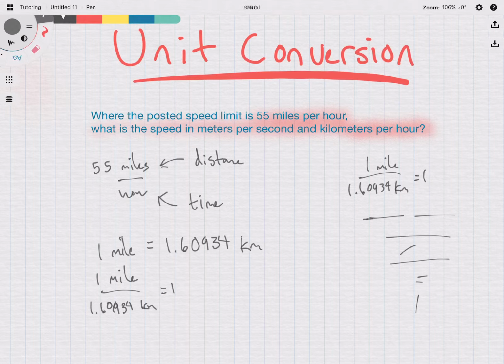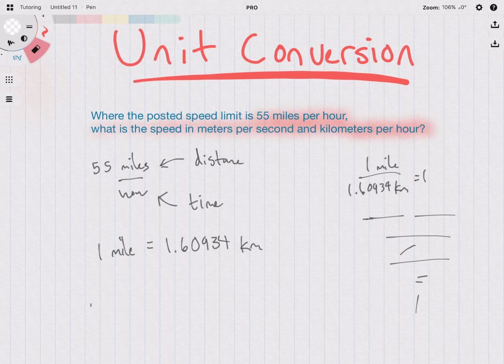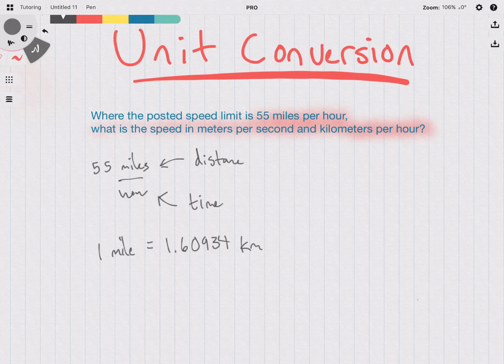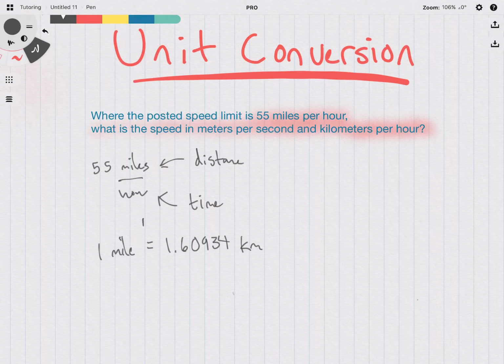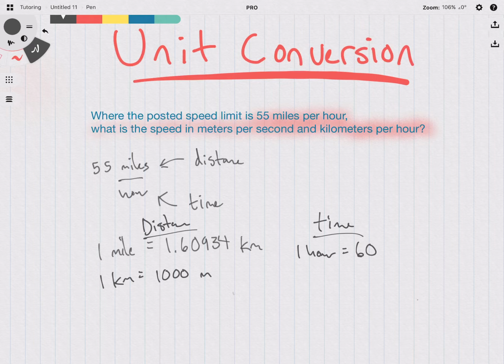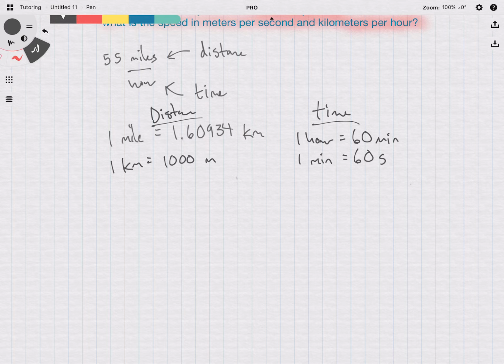Now, let's do a few more comparisons, because in this problem we're looking for meters per second and kilometers per hour. If we keep focusing on distance, we also know that 1 kilometer is equal to 1,000 meters. And that's all we need to know there. As for time, we know that 1 hour is equal to 60 minutes, and 1 minute is equal to 60 seconds.